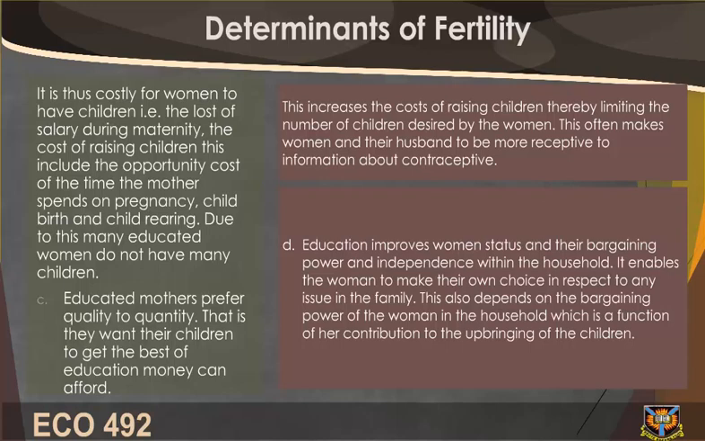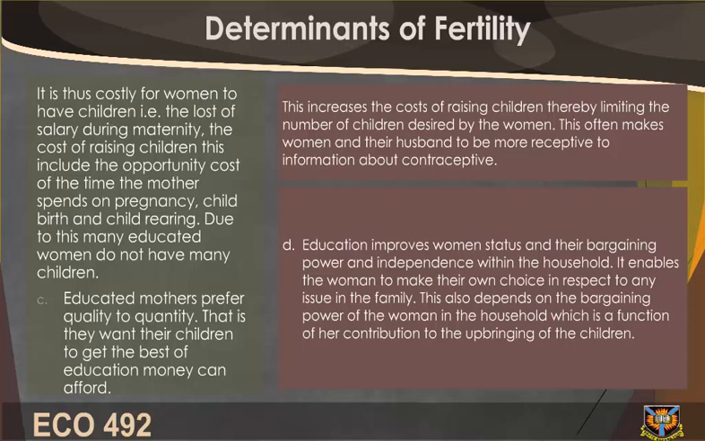C. Educated mothers prefer quality to quantity. That is, they want their children to get the best education money can afford. This increases the costs of raising children, thereby limiting the number of children desired by the women. This often makes women and their husbands more receptive to information about contraceptives.